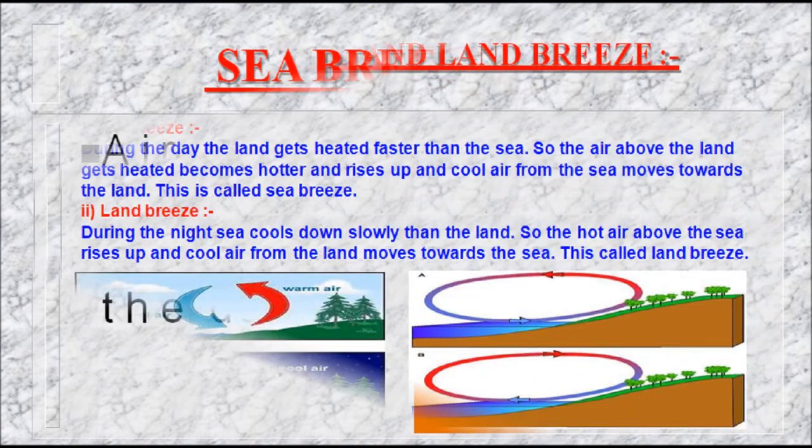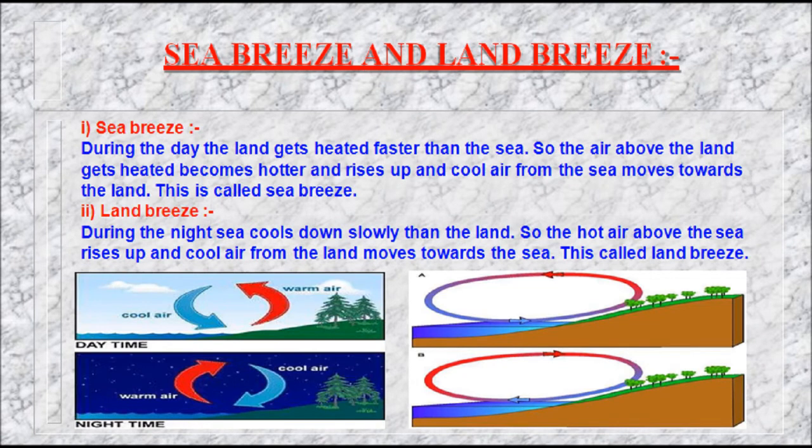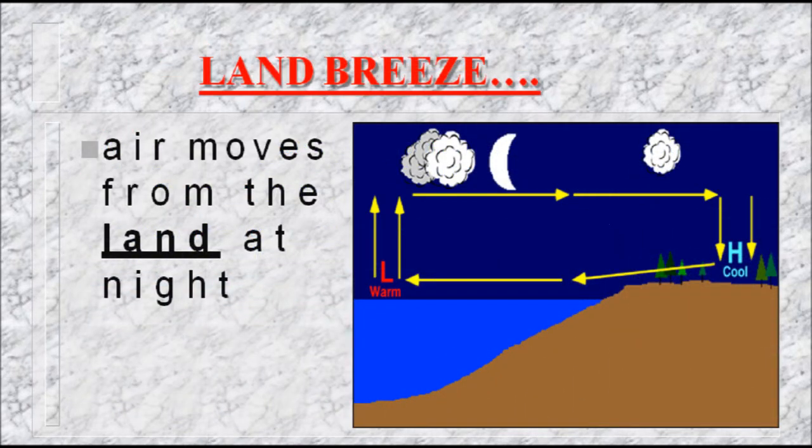At night, the land cools much faster than the sea water. So air above the land surface is cooler than the air above the sea. The warm air above the sea rises up and the cool air above the land surface moves towards the sea to fill the space emptied by the rising warm air. This flow of air from the land towards the sea is called land breeze.